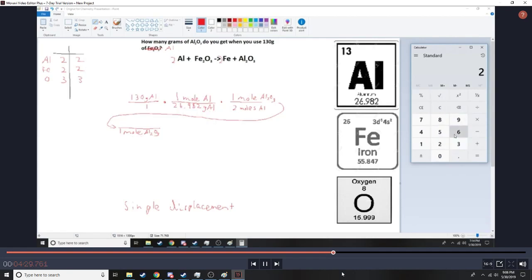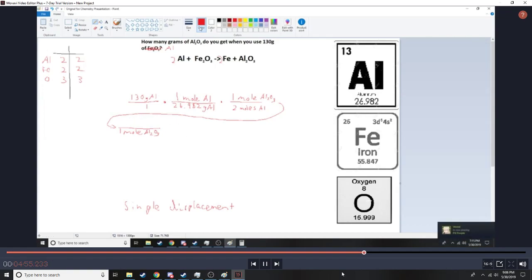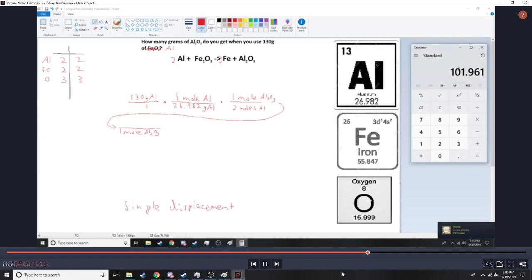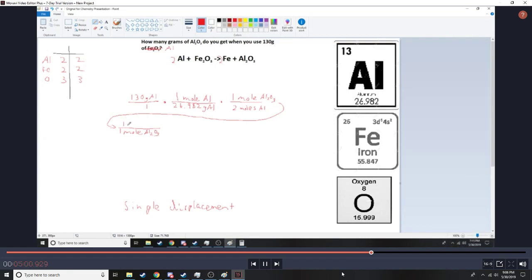So that's going to be 26.982 plus 26.982. And then we also have 3 O's, so that's going to be plus 15.999 plus 15.999 plus 15.999. I also want to point out that I'm not using significant figures, because that's a little bit complicated, and I'm just talking about it in general. So we get a number that says 101.961 grams of this.